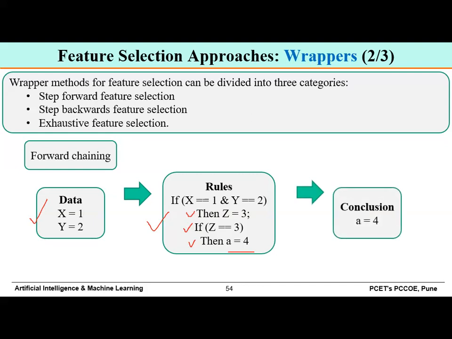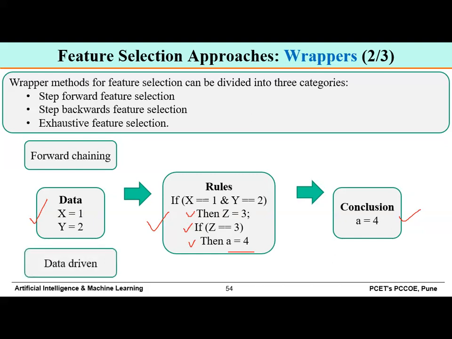So here x is equal to 1, y is equal to 2, then we can say that z is equal to x plus y equal to 3. And if z is equal to 3, then we know that a is equal to 4. So your conclusion is yes, a is equal to 4, because it is fulfilling the requirement, that is z equal to 3. Now, in case of forward chaining, what we did, we started from the data, we applied some rules, and then we reached the conclusion. So we are going in a forward way.